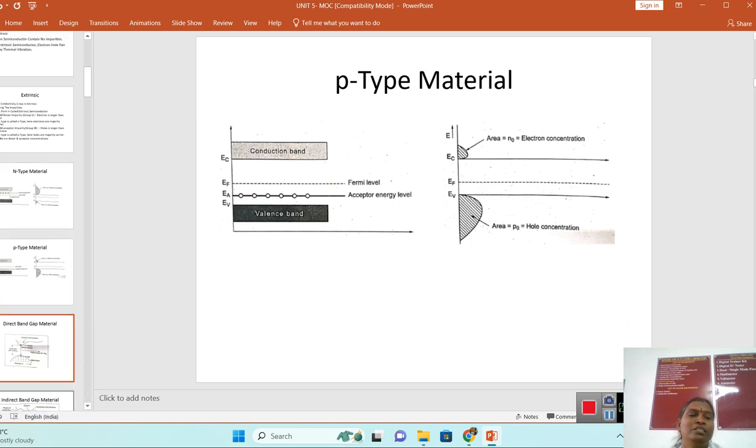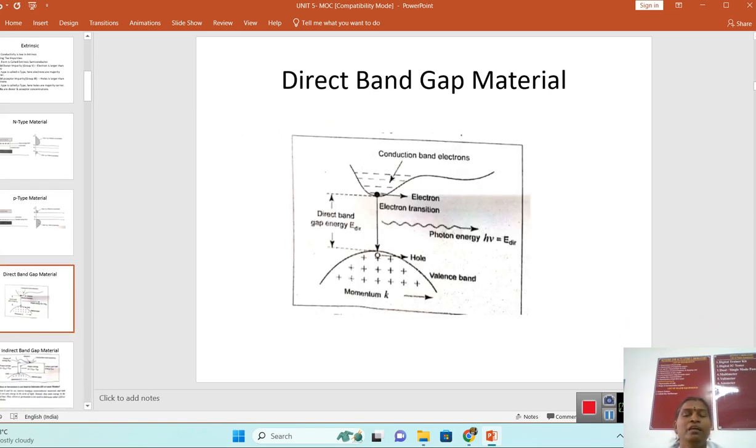And the next one is the direct band gap material. Here we have a valence band and a conduction band. Here, near the hole, the photon energy is automatically released in terms of h nu. This is a direct band gap material.